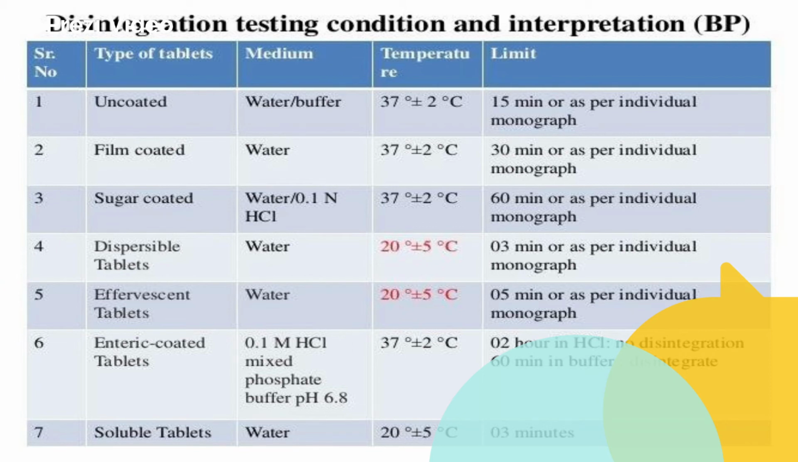in the individual monograph. You might notice that most of the time the temperature condition is 37 degrees Celsius, but in certain types of tablet there are exceptions. For example, in the British Pharmacopoeia, you can notice the red color marked over here. For the dispersible tablet, the temperature is 20 degrees Celsius and the time limit is 3 minutes or as per individual monograph. For the effervescent tablet, the temperature specified is again 20 degrees Celsius and the time limit is 5 minutes. I would suggest you make the exceptions clear, so that if any questions are asked in competitive exams, you are clear about it.